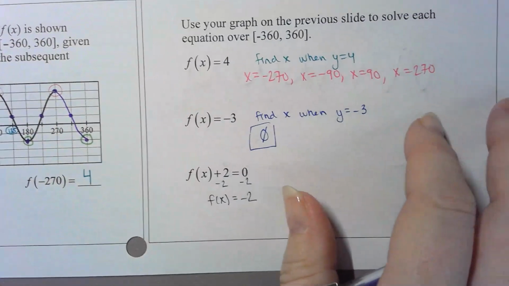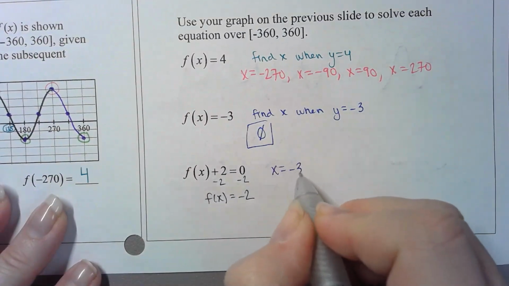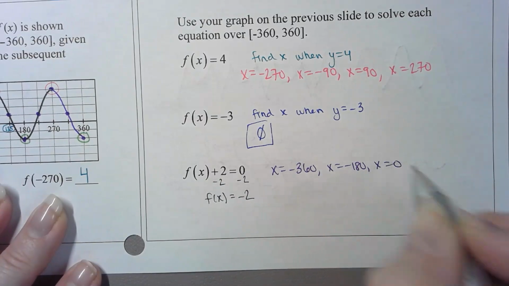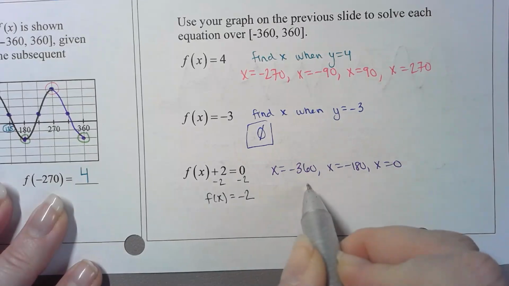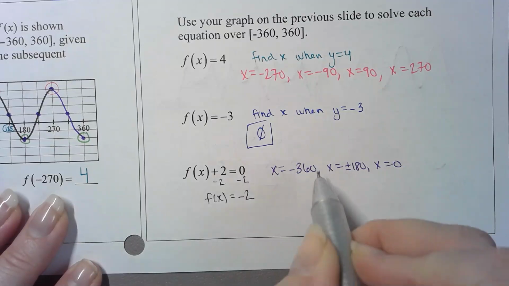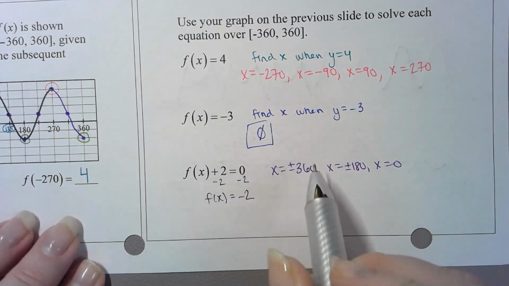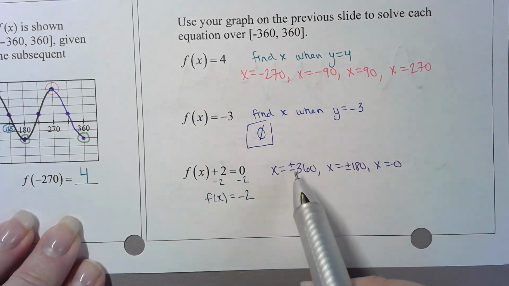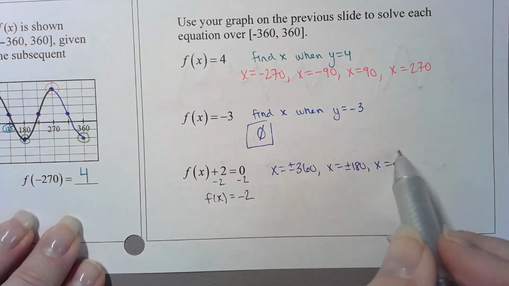Negative 360, negative 180, x equals 0, x equals 180. So maybe I can turn that negative into a plus or minus, positive or negative 180, and then same thing with the 360. I could have done that up here. I didn't, but 1, 2, 3, 4, 5 solutions.